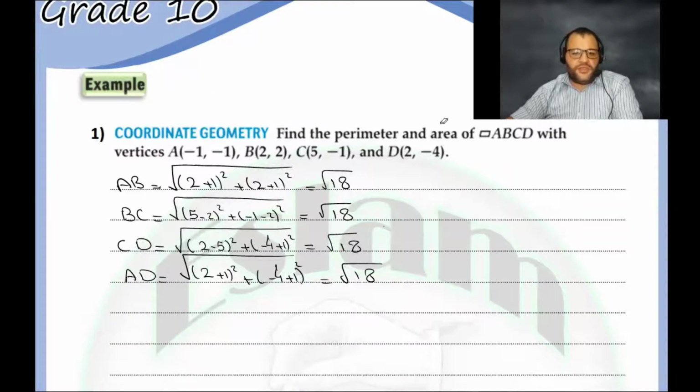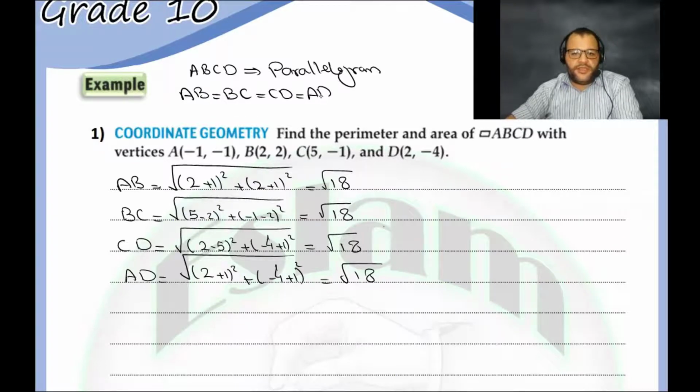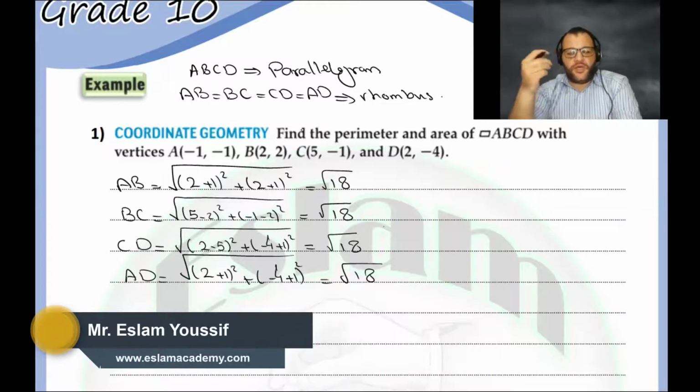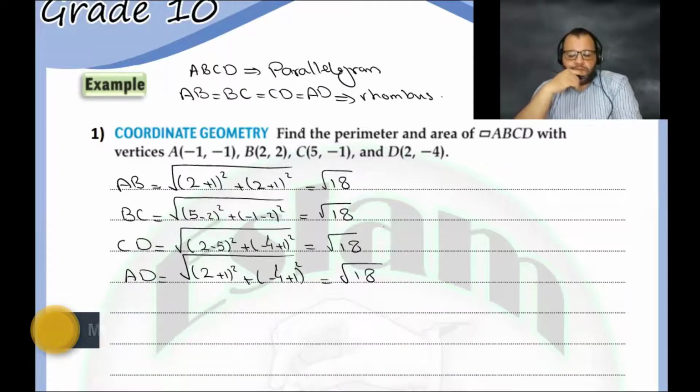Now the given is this shape ABCD is a parallelogram, and you find that AB equals BC equals CD equals AD. Then it will be a rhombus. Is that right? Yes, all sides are equal in the quadrilateral, so it is a rhombus. How do we know that this shape is a square?